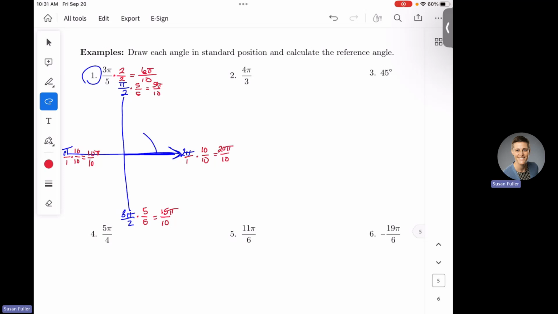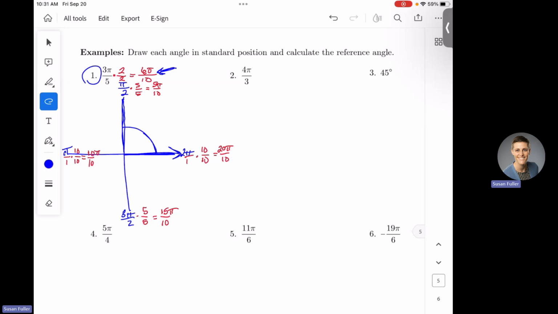Okay, so now that I have everything in terms of the same denominator, I can figure out where this angle lands. I'm trying to graph 3 pi over 5, which is the same as 6 pi over 10. So I'm going to start here in standard position, and I'm going to rotate up here to the vertical. That's going to be 5 pi over 10, but I have to go to 6 pi over 10. So I'm going to have to go up here and keep rotating. I'm going to be between 5 pi over 10 and 10 pi over 10.